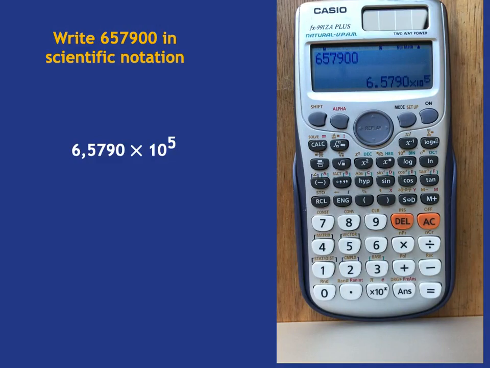So you can always just go through the process of shift, mode, 7 for scientific notation, and then you choose whatever number of digits you want in your answer in scientific notation. So you can happily change it back and forth.